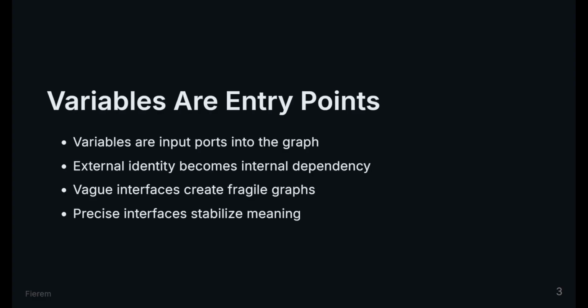A variable is not storage. It is not a configuration file. It is an input port. Terraform treats variables as the external origin of identity. Whatever value arrives through a variable becomes part of the dependency graph. Cause and effect follow from that decision. If the interface is vague, the graph becomes fragile. If the interface is precise, the graph becomes stable.